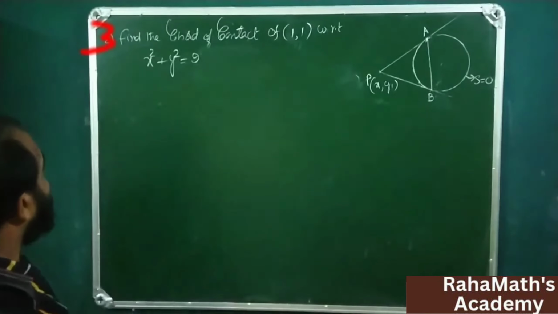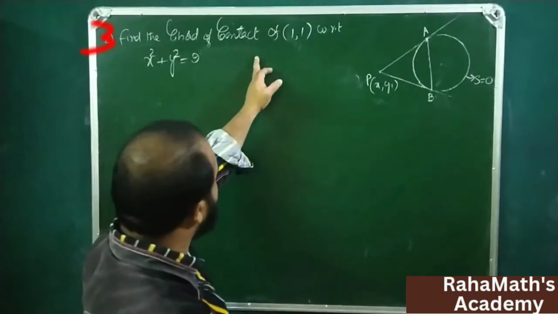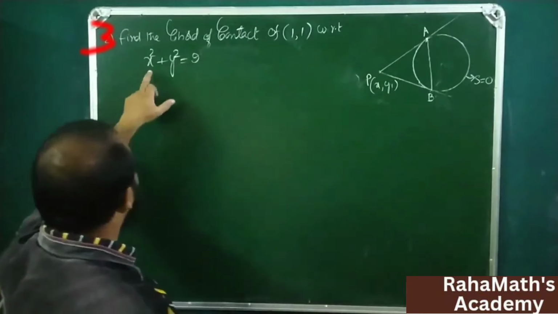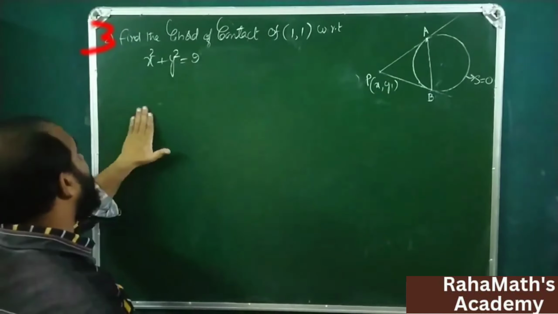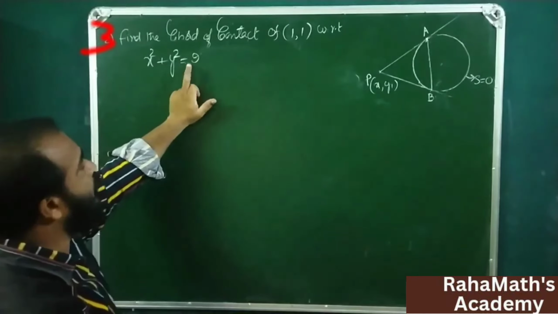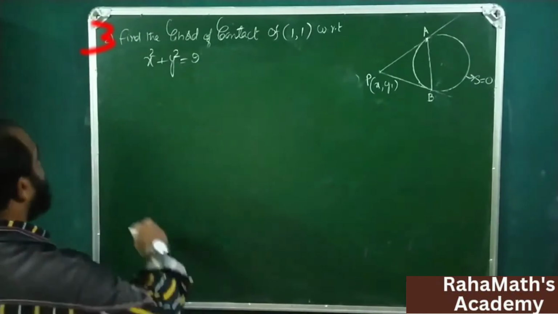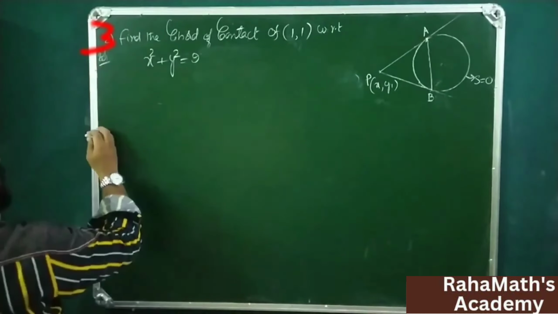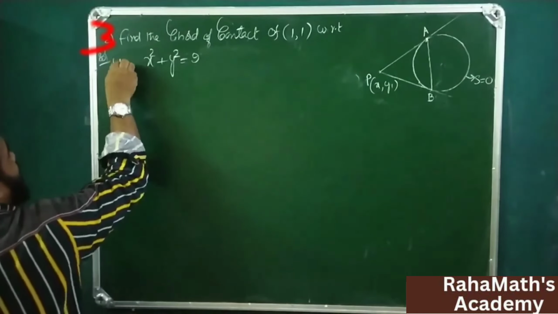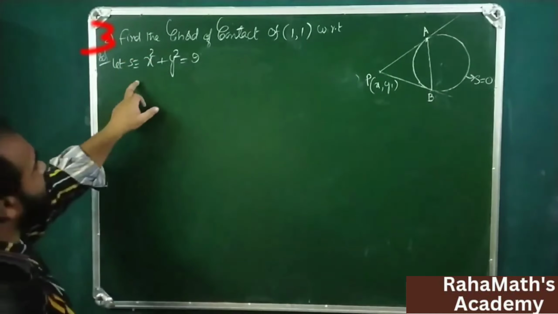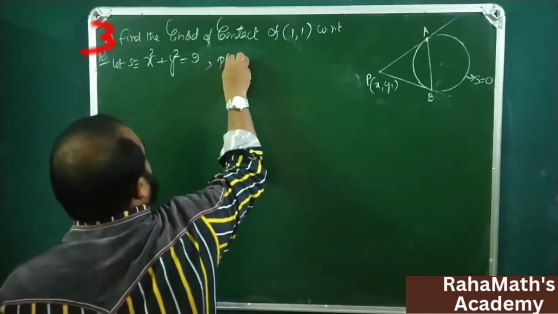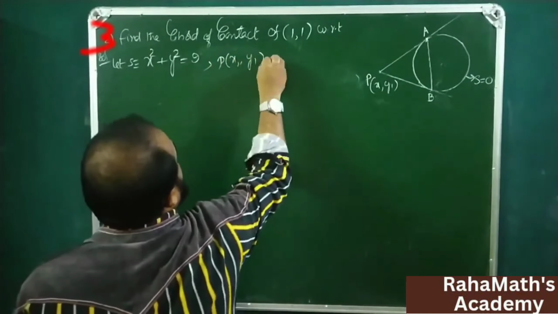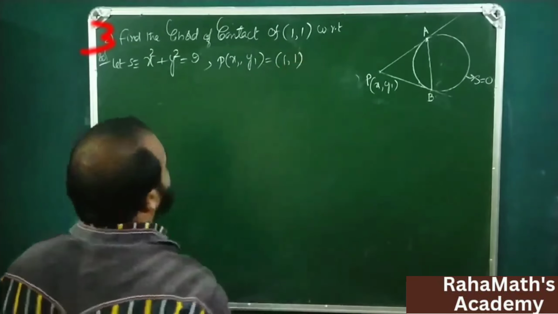The third question is same. Find the chord of contact of 1, 1 with respect to x square plus y square equals to 9. Earlier one is a general equation of a circle and this one is a standard equation of the circle whose center is at the origin. Solution. So let S is x square plus y square minus 9 equals to 0. P x1 y1 is 1, 1.